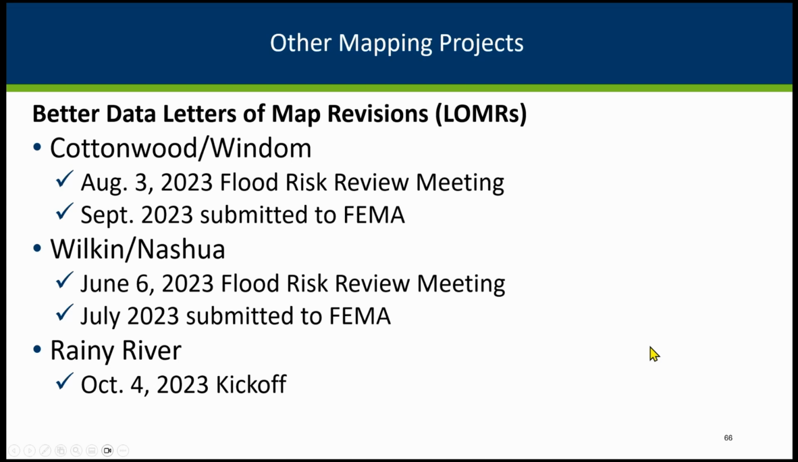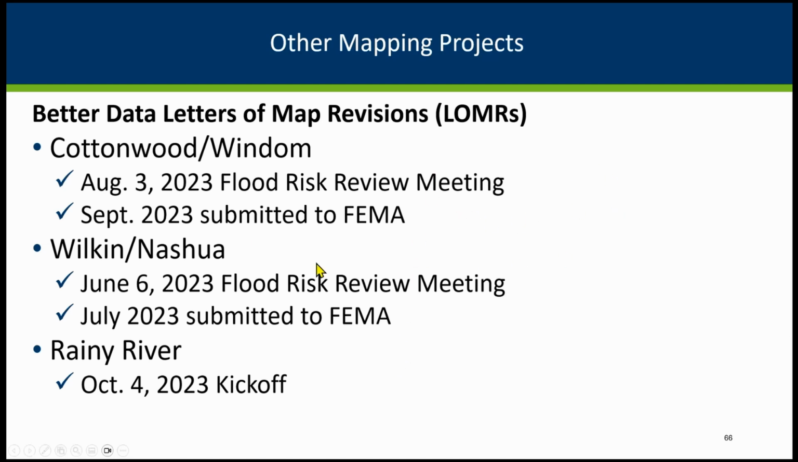Some other mapping projects that are in the works is our mapping staff started doing what we call better data LOMRs, letters of map revisions, because there were parts of counties or areas where, gee, we've got better data here. We really need to update this part, but we can't. It's a much more expensive, involved process to go through a countywide update. And FEMA does have this letter of map revision process to insert better data. So we've started doing that in this past year.